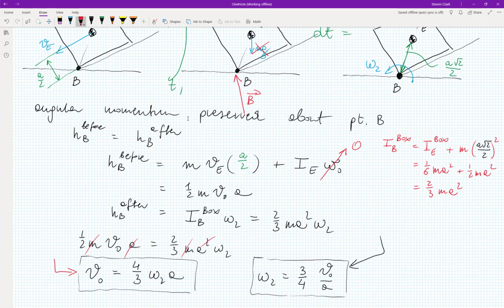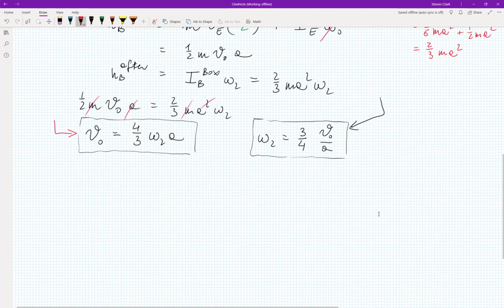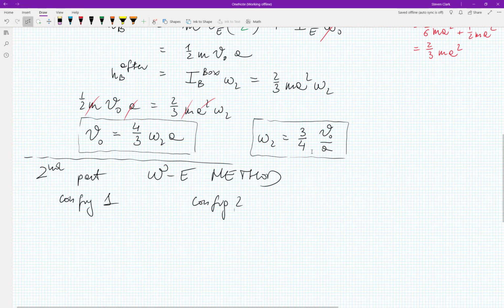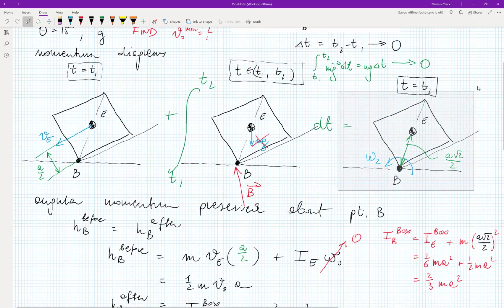So the second part of the problem is the work energy method. Okay, so let me draw two configurations, yes? The configuration at the beginning and the configuration in the end. Config 1 and config 2. Of course, I was joking. I'm still the one from the previous part of the solution. This one is config 1, exactly.